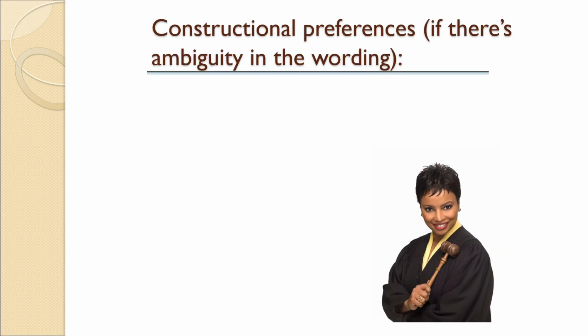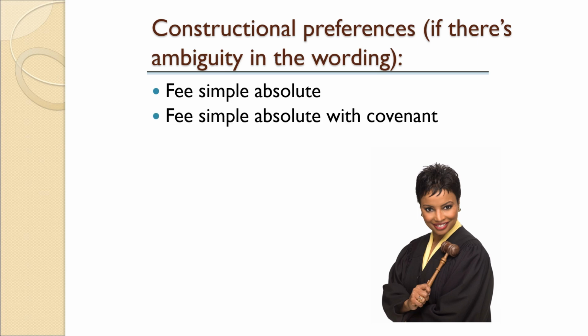What they have done is to create what we call constructional preferences if there's ambiguity in the wording. And here's the way the courts prefer to find. First of all, if it's possible, they'd prefer to find a fee simple absolute. So if it's not pretty clear that the fee simple estate is intended to come to an end or terminate in the future, they may find a fee simple absolute. Second, they'd prefer to find a fee simple absolute with a covenant. The covenant seems to be, as we've indicated, a less draconian or extreme remedy than the remedy for a fee simple defeasible, and therefore it's preferable.